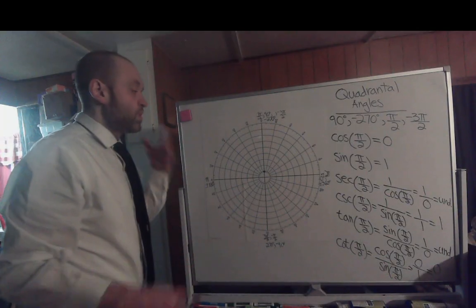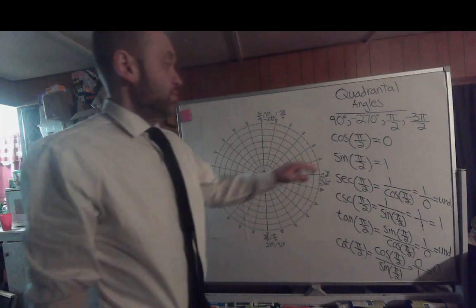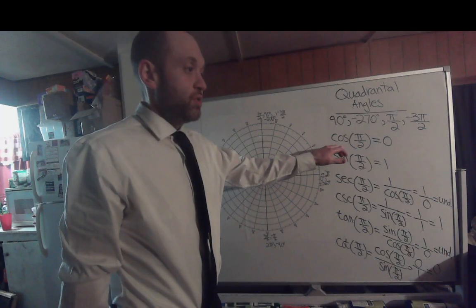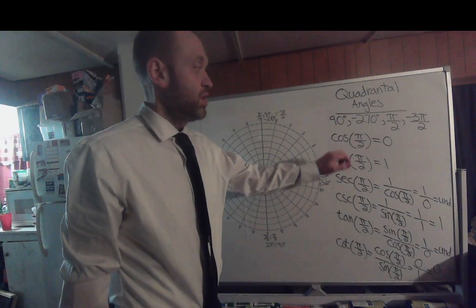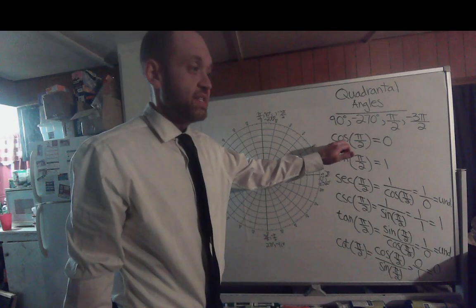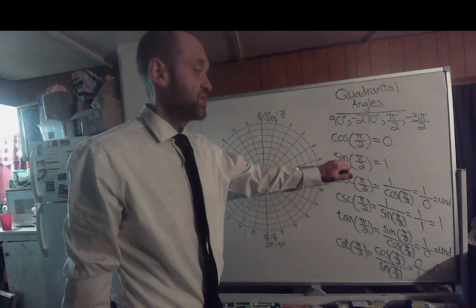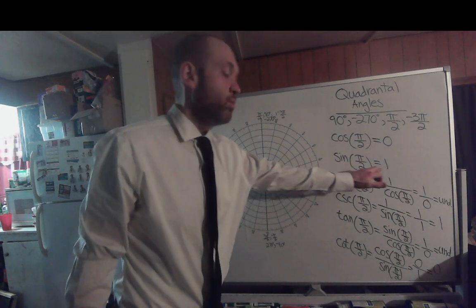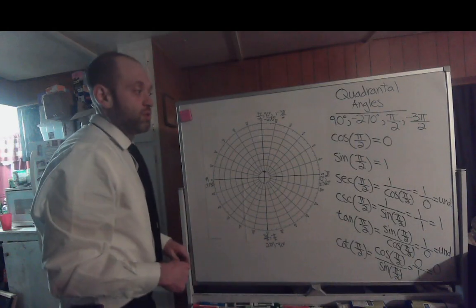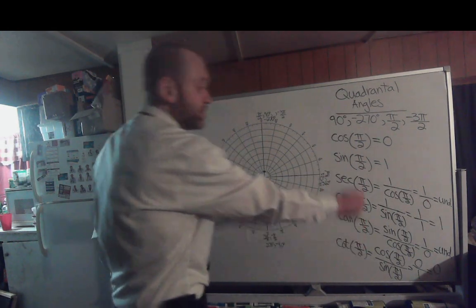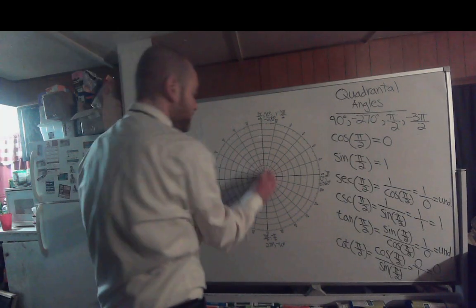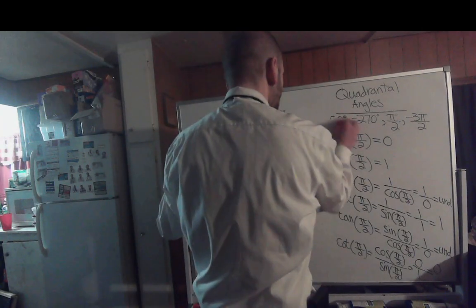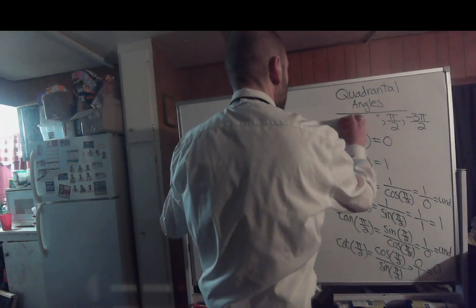So again, your x-coordinate at pi over 2 is 0, but your y-coordinate is 1, so you have a cosine of pi over 2 being 0. Since that's your x-coordinate, your sine is your y-coordinate, which would be 1 for pi over 2. And then from those two, you can derive all the other 4 trig functions. Alright, next let's move on to pi, which would be 180 degrees.